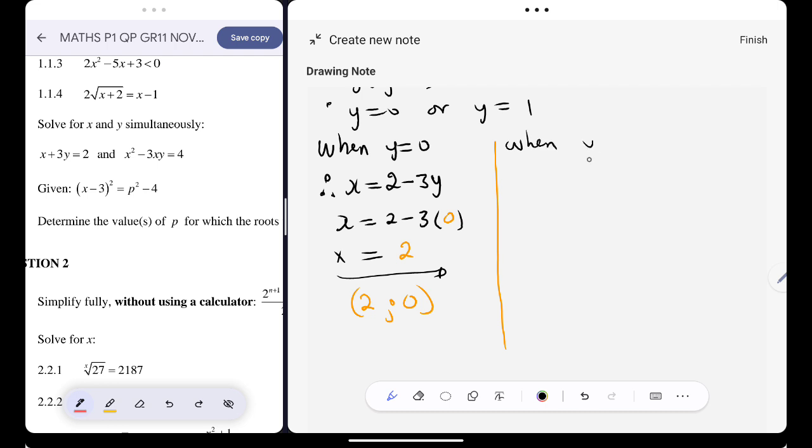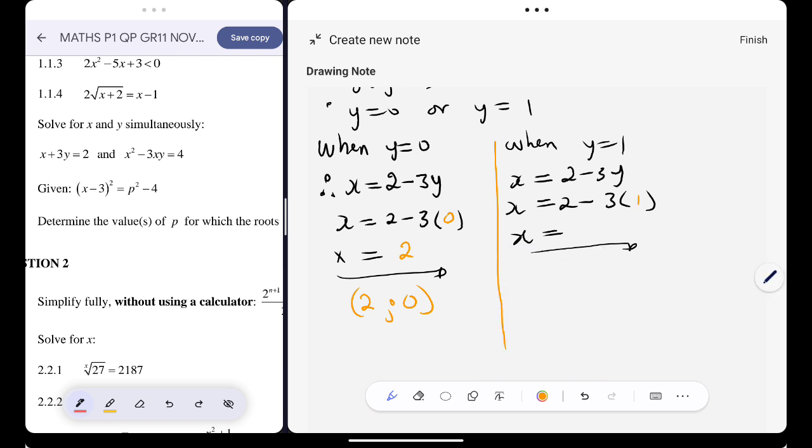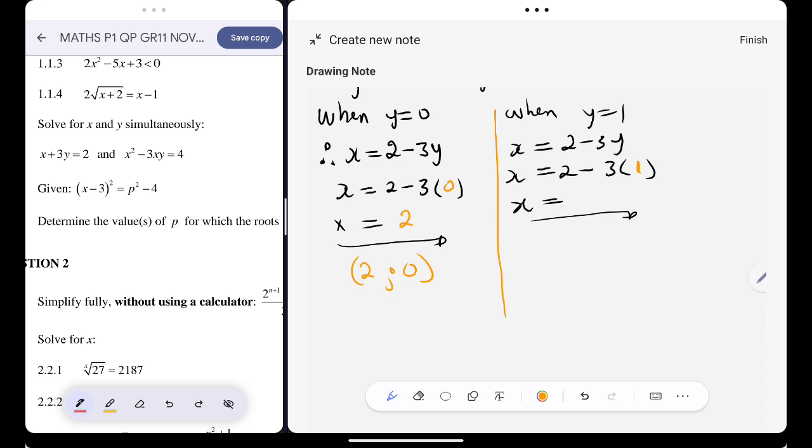Here I'll be like when y is 1, therefore x is equal to 2 minus 3 multiplied by y. My y value is 1 now, so I just have to say 2 minus 3 times 1, I'll get a negative 1. This simply means that my y value is 1 if and only if the x value is a negative 1. All together.